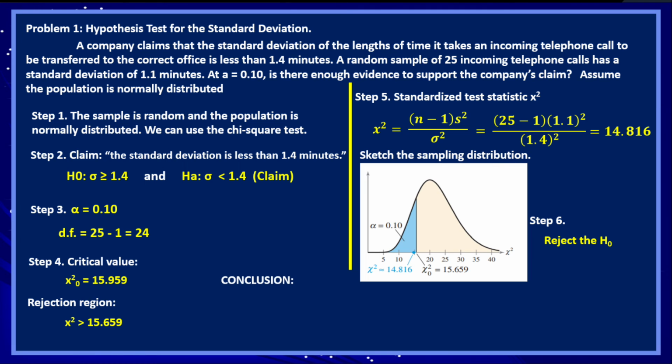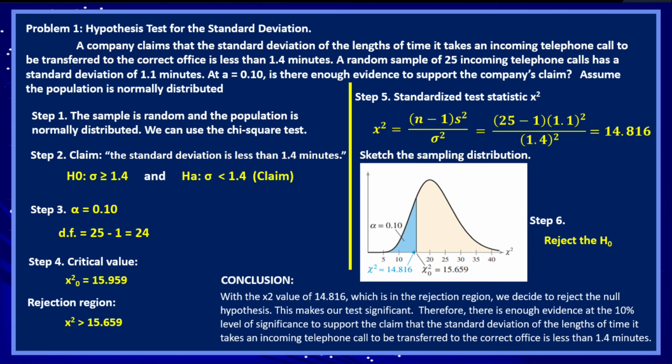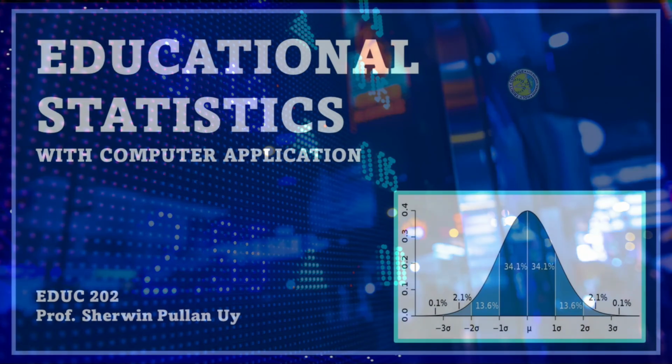For the last step, which is our conclusion, we can say that with the χ² value of 14.816, which is in the rejection region, we decide to reject the null hypothesis. This makes our test significant. Therefore, there is enough evidence at the 10% level of significance to support the claim that the standard deviation of the length of time it takes an incoming call to be transferred to the correct office is less than 1.4 minutes. That ends my discussion.